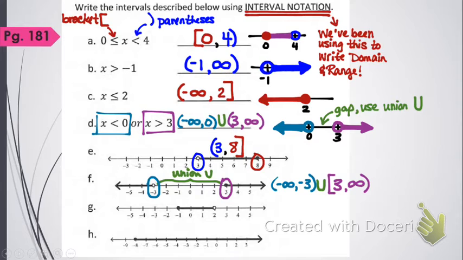What should part G look like? What's the first number I would write down? -1. Bracket or parenthesis with the -1? Bracket. What's the second number? 2. Bracket or parenthesis there? Parenthesis. Beautiful. What about the last one, part H? -8. You said with a bracket? And then infinity with a parenthesis.